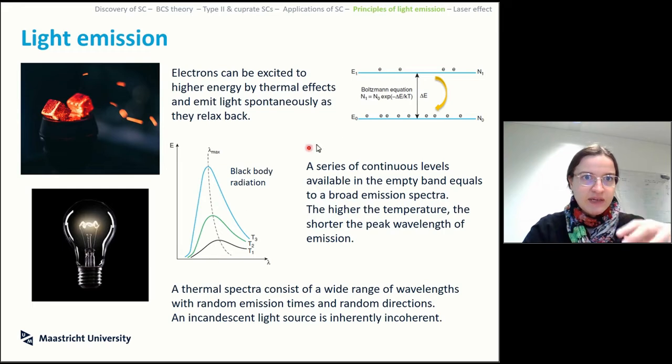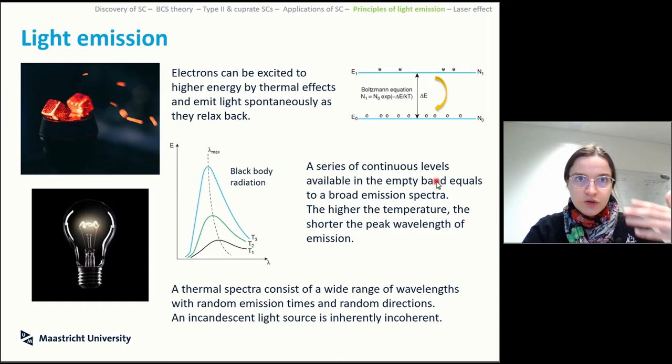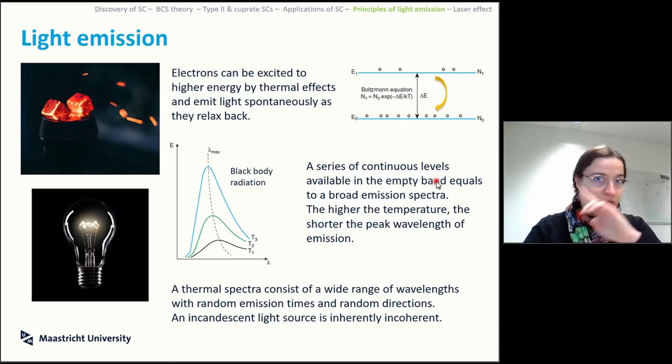Inherently, by the way this thing is created, by promotion, emission, promotion, emission, promotion, emission, as you excite and release, the light that you get out of this is inherently incoherent. So you cannot have a single polarized direction. This will go in any direction it possibly can, and it will.